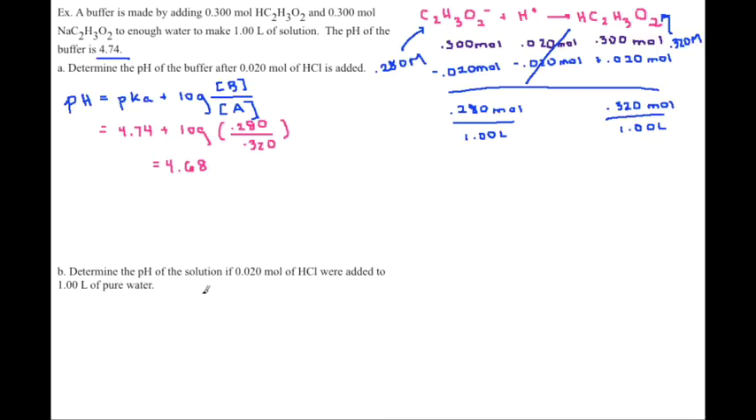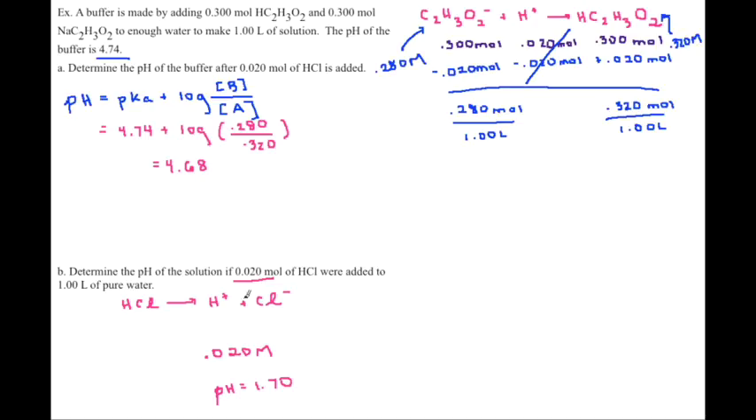Now, the second part of this question asks us to determine the pH of a solution if that amount of HCl were added to pure water. Well, in this case, you just have HCl, and so it's going to produce hydrogen ions and chloride ions. Since the amount is 0.020 moles, I know that the concentration of H plus that's produced is also going to be 0.020 because this is a strong acid, and since it was in 1 liter of water, it's going to be 0.020 molar.